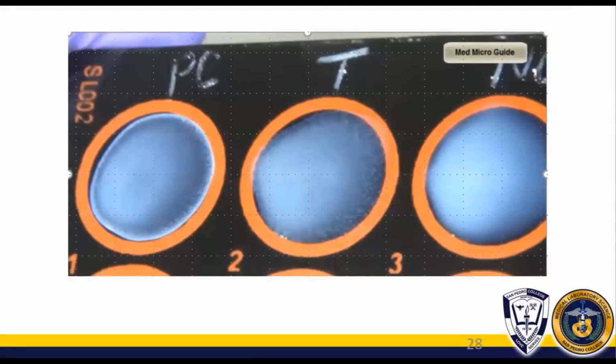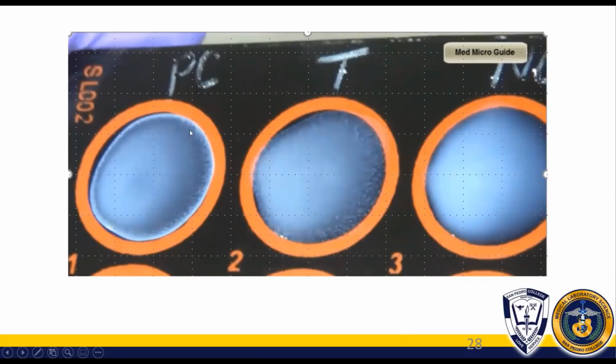Now, look at this, class. Look at circle number 1. Circle number 1 here is labeled as PC, positive control. Is this a positive reaction? Can you see agglutination?